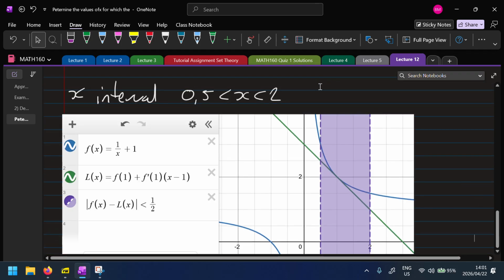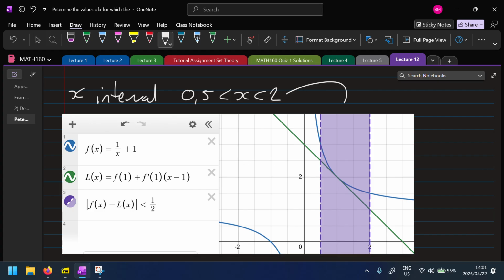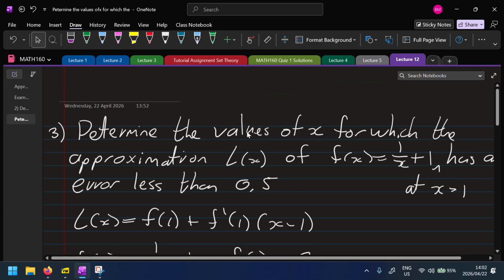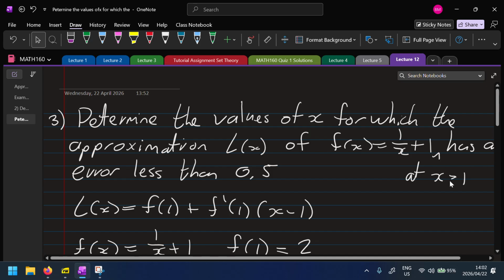So this interval here, that's what we have in purple over here. Okay. Any questions for this one? Yeah. So what did we do F1? At 1, because it's at x equals 1. The approximation's at x equals 1.